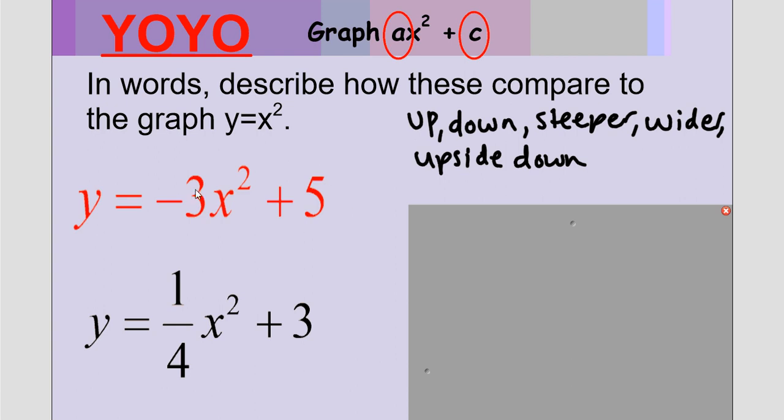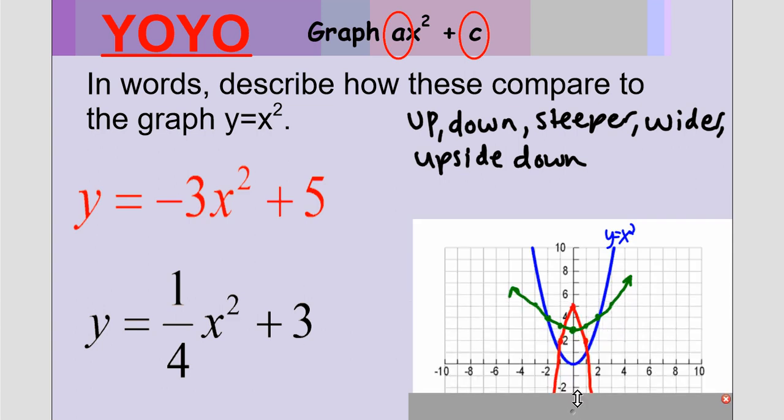Okay, let's go through it. So just going down the line here, what is this 3 going to do? Well, the 3 is a number bigger than 1, so that's going to make it steeper. The negative will make it open upside down, and the +5 will make it move up 5. So this red one, you can say, is narrower because it's 3. It's opening upside down because of the negative, and it got moved up 5.